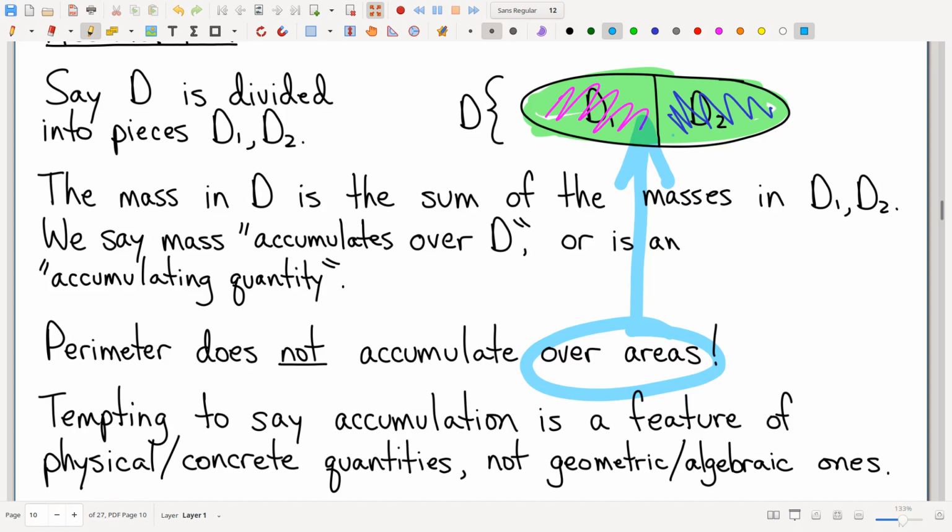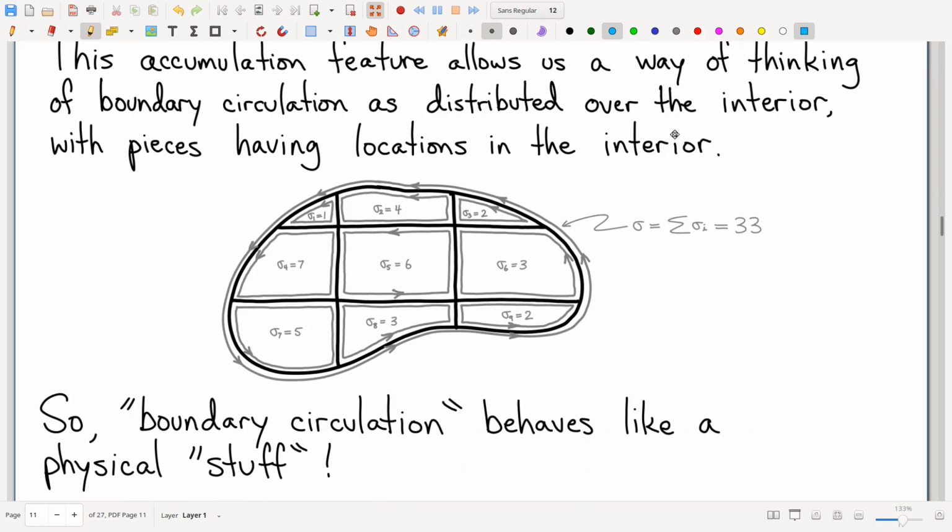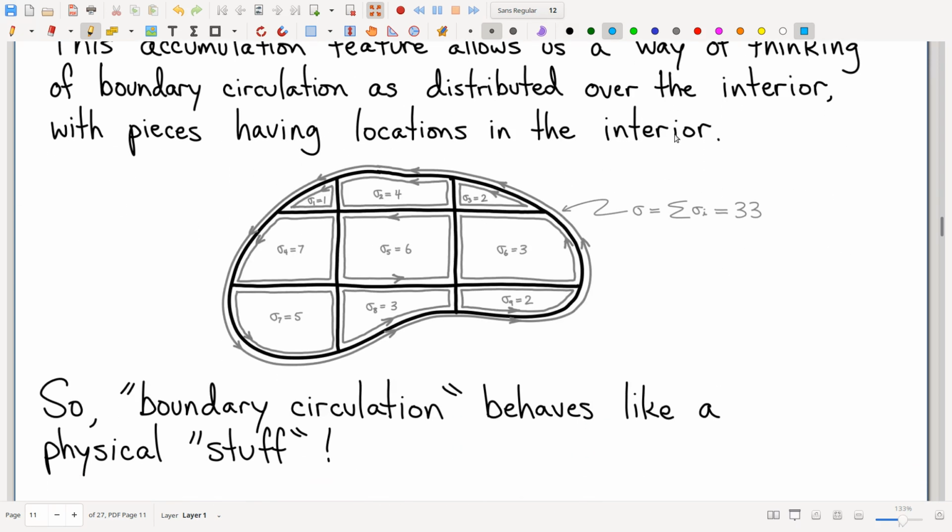So it seems creepy and counterintuitive if I were to, looking at this picture right here, say, all right, I've got this total boundary circulation, that's 33. How much of that boundary circulation does this boundary circulation represent? They don't seem to be connected at all. The orange and the blue don't even touch. What do you mean, how much of the blue is in the orange? That doesn't make any sense at all, right?